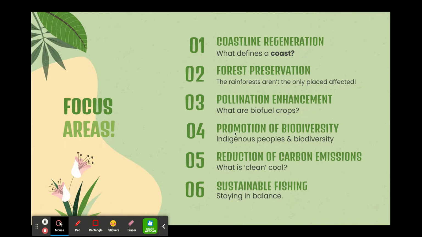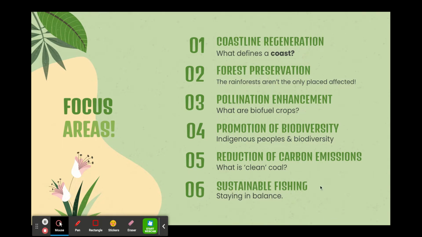When you think of reduction of carbon emissions, this is a very broad topic. As many of you have discovered in your research in determining which focus area you wanted to pursue, you saw that many of these things, like forest preservation, were directly related to the reduction of carbon emissions. Now, if you chose carbon emissions, we're going to talk today about what you should be focusing on because it does tie into a lot of these different focus areas.